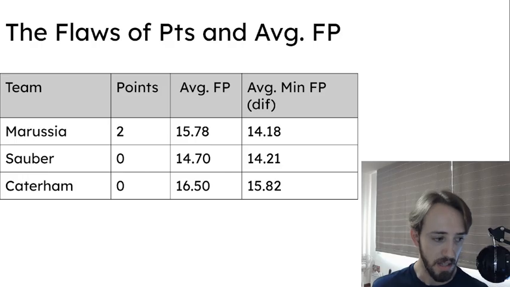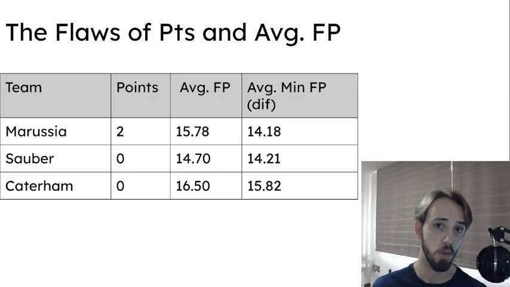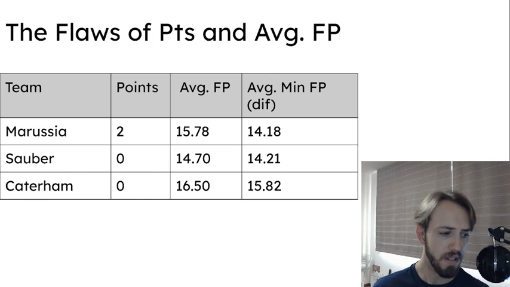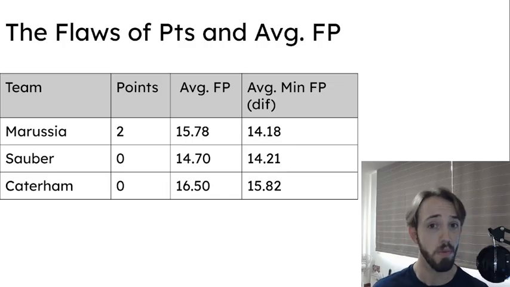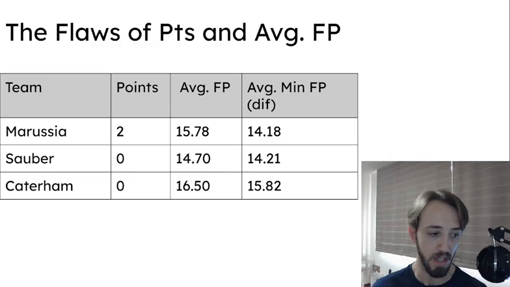And this is basically the bottom of the Constructors' Championship. So 2014 Marussia, courtesy of Jules Bianchi, scored those two miraculous points, some would say, at the 2014 Monaco Grand Prix, whereas Sauber and Caterham neither scored any points. Interestingly enough, looking at average finishing position, Sauber was the best there, almost over a full position ahead of Marussia on 14.7 compared to 15.78, and then Caterham was miles behind on 16.5.